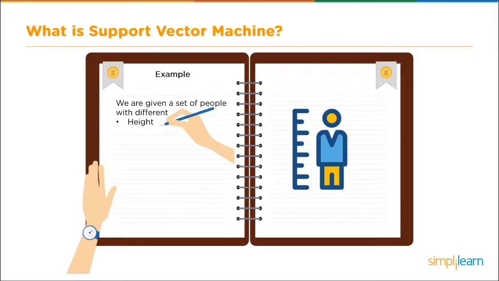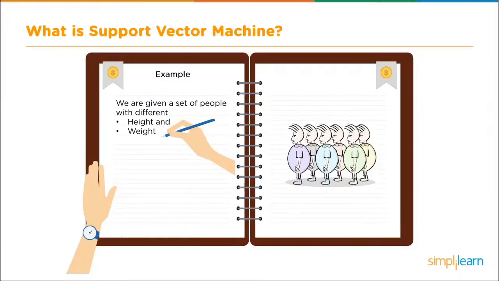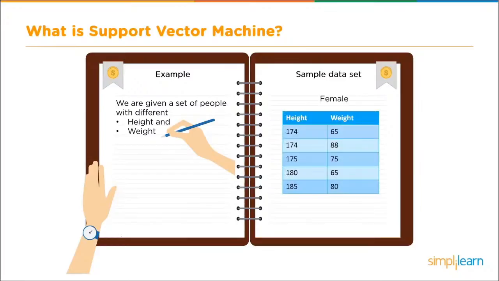In this example, we're going to be classifying men and women, and we're going to start with a set of people with a different height and a different weight. To make this work, we'll have to have a sample data set of female, where we have their height and weight, 174, 65, 174, 88, and so on. And we'll need a sample data set of the male. They have a height 179, 90, 180, 80, and so on. Let's go ahead and put this on a graph so we have a nice visual.